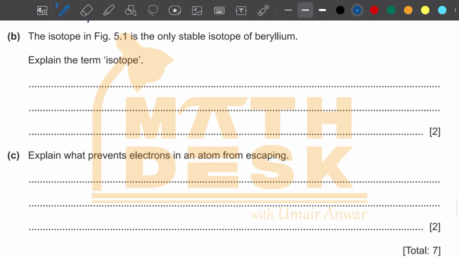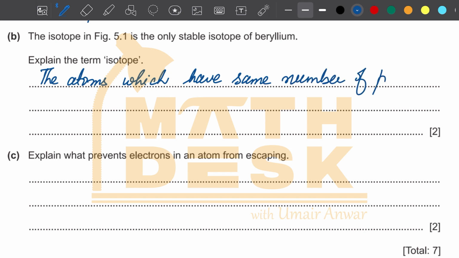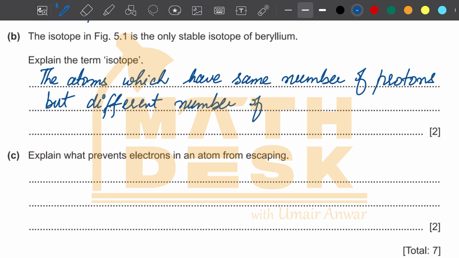Explain the term isotope. The atoms which have the same number of protons but different number of neutrons, they are called the isotopes.